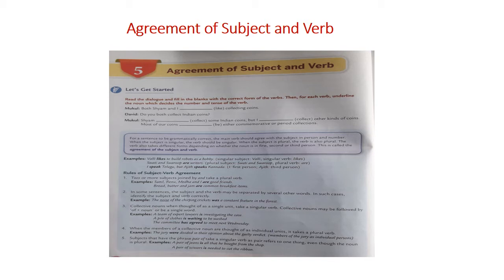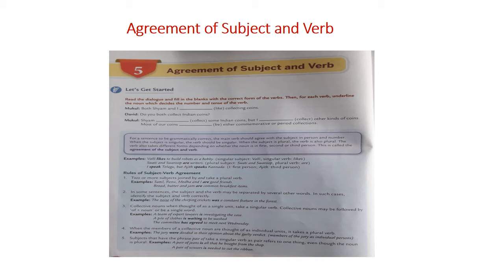Third, collective nouns, when thought of as a single unit, take a singular verb. Collective nouns may be followed by of plus noun or be a single word. Now, you know what collective nouns are? When we take things together or people together. Since it is taken together, your verb must be singular.